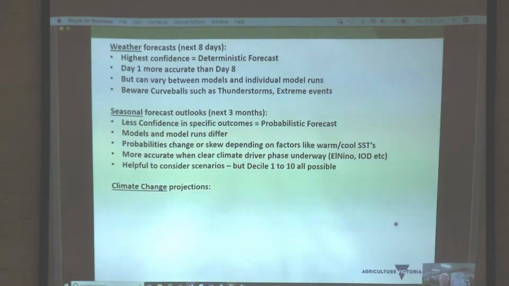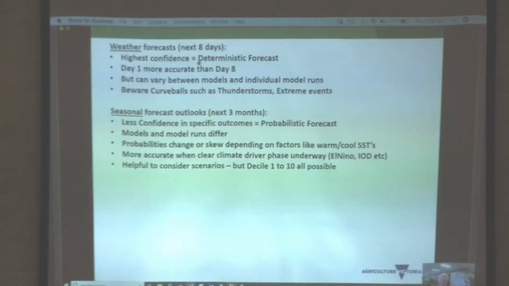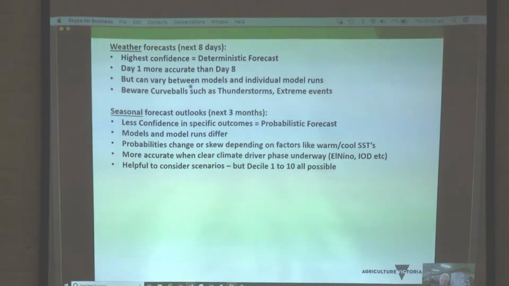So the weather forecast stuff, I guess, and I'll send some links to Dean, which has got some of my favourite links for weather forecasts, but I just want to explain the difference between weather forecasts and seasonal forecasts and the climate change projections. Weather forecasts, say for the next week, are the highest confidence. We know that on day 3 it's going to be this many degrees and here's the expected rain. Day 1's more accurate than day 8.